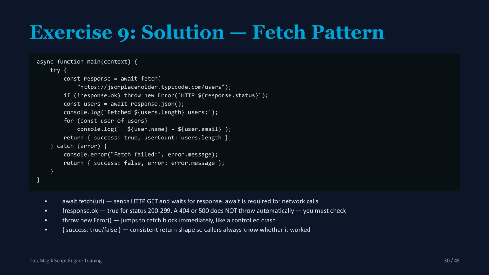This solution implements the complete fetch pattern within a try/catch block. Checking if response.ok, throw new error is critical for handling non-200 HTTP status codes gracefully. The consistent return object, showing success true or false, helps calling processes handle the result predictably.